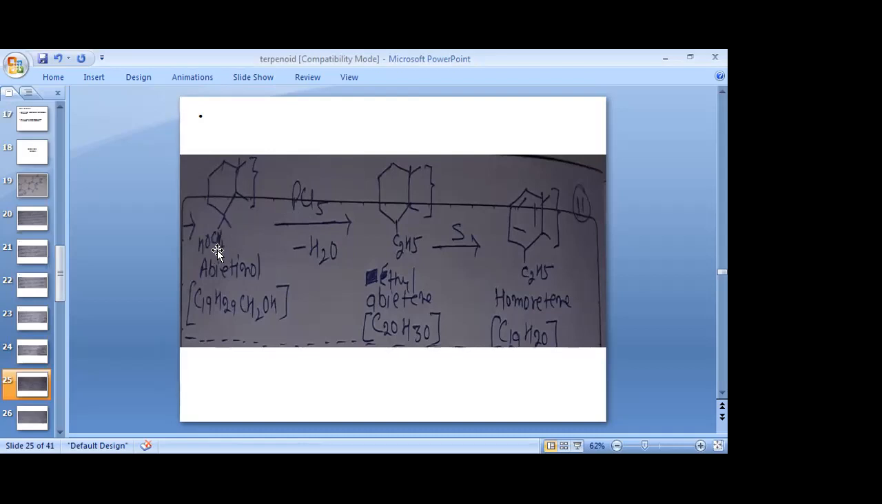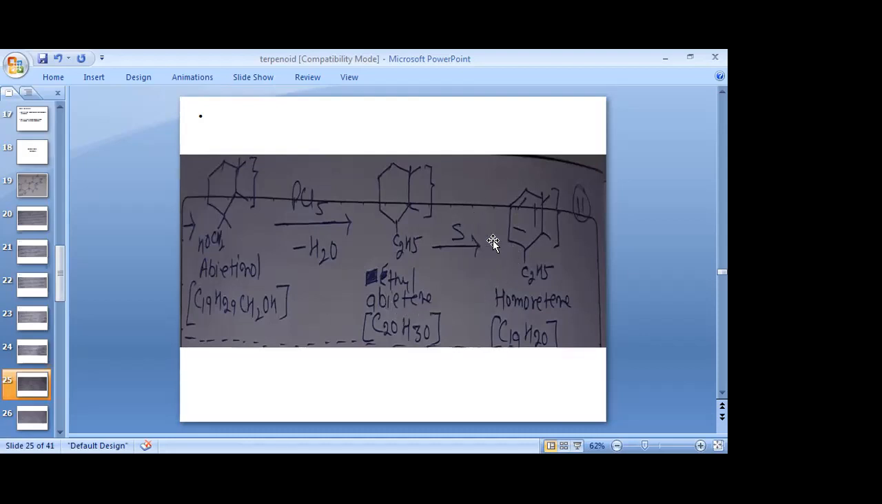And then this CH3 comes at this position. When H2O is removed, here CH and here CH3, so it converts into CH2CH3, C2H5. This is called ethyl abietine. Here there is a CH double bond, CH2. So in this way it converts into ethyl abietine.